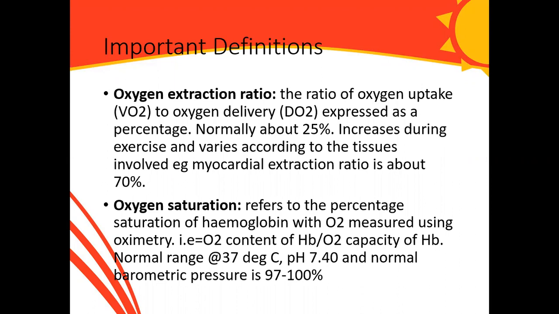So at the normal range, at 30 degrees Celsius, at a pH of 7.4, with normal barometric pressure is between 9,700. So we expect that all the available spaces in hemoglobin should take up oxygen. And that's why we say that the SpO2, the oxygen saturation or arterial saturation of oxygen of hemoglobin, is 100%.